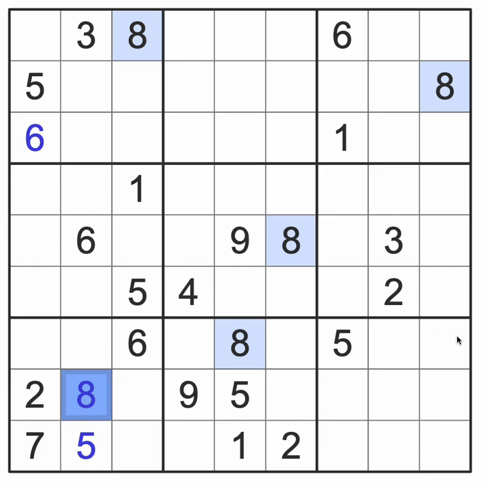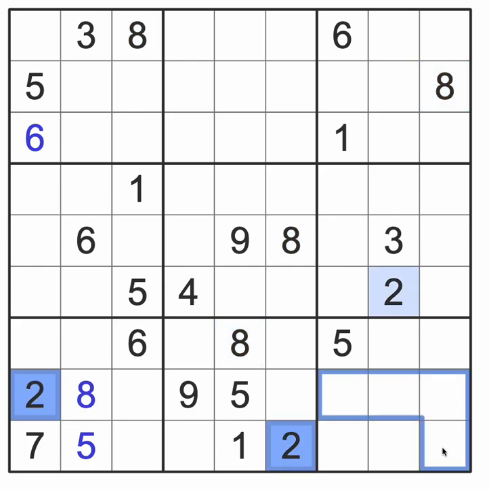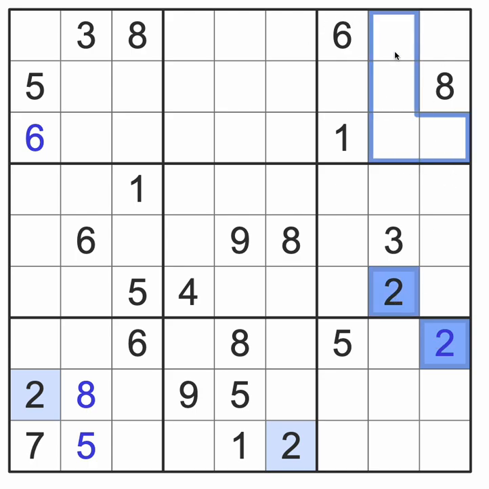And I can place 2 in box 9. 2 and 2 block these. This 2 blocks here. So 2 comes here, which lets me put 2 in box 3. 2 and 2, they block these. Gives me 2 here.